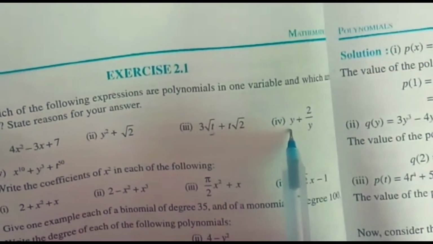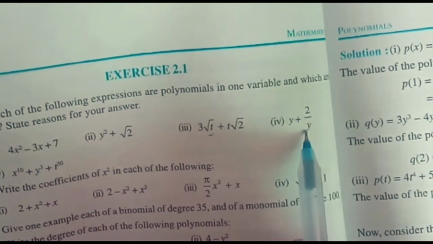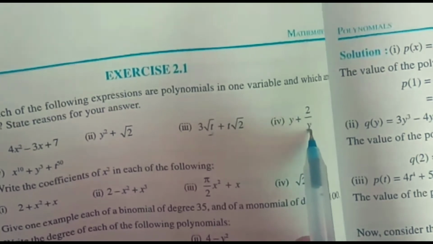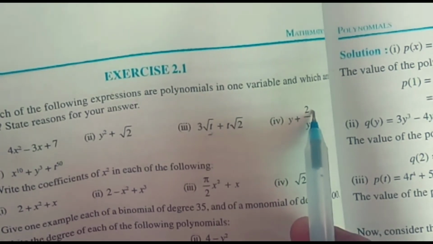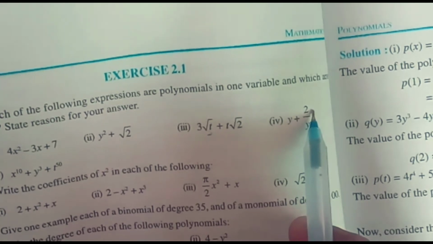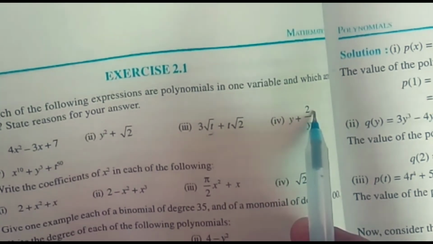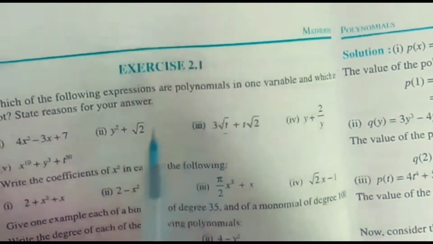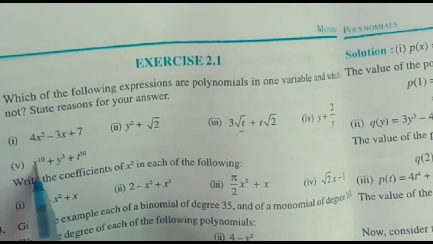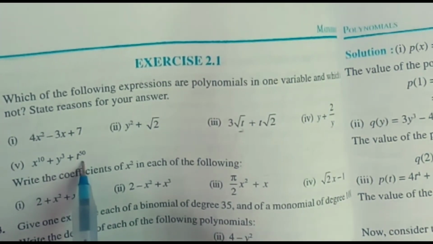Same way, the fourth one, y plus 2 by y. Now the meaning of 2 by y is y raised to minus 1. If I take y from the denominator to the numerator, it will be written as y raised to minus 1. And so again the power of a variable is a negative number, which means it is not a polynomial.